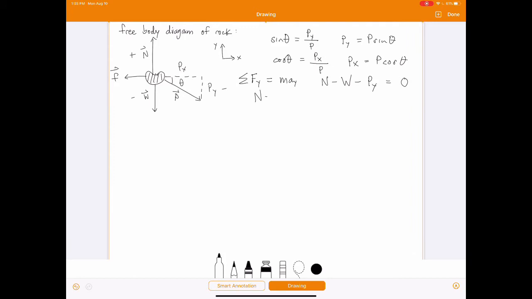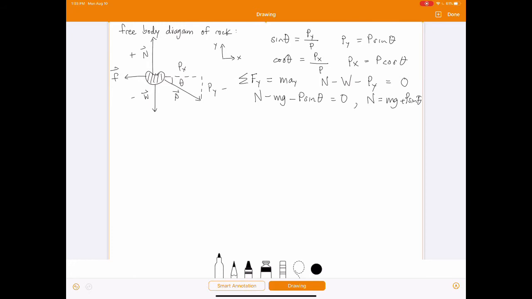Okay, so we have n. The weight is given by mg, right? And then py is p sine theta. And then all that is equal to 0. So what we can then say is the normal force is equal to mg plus p sine theta. Okay? And we're going to use this at a later point. So, in other words, solve for the normal force. We're going to use it at a later point.